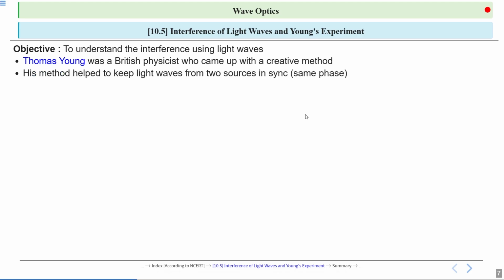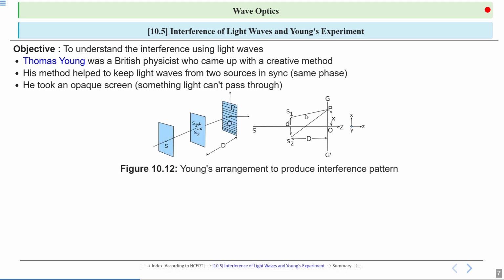Young's method was ingenious because it allowed light waves from two sources to remain in sync, or in the same phase. This synchronization is crucial for observing the interference pattern. To achieve this, Young used an opaque screen, which is a material that light cannot pass through. This arrangement was key to producing the interference pattern we will explore.